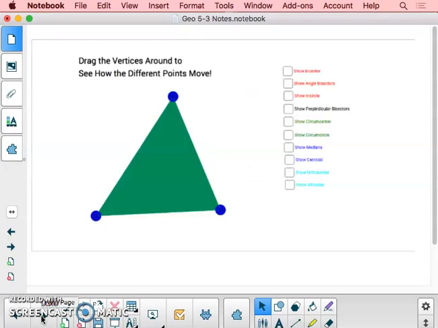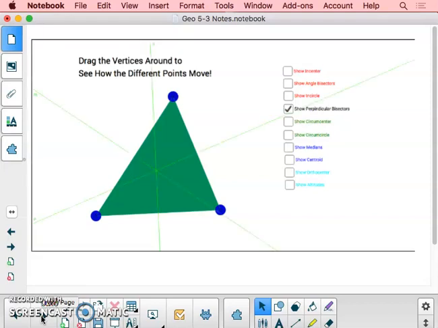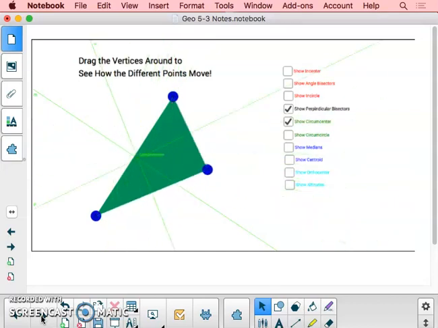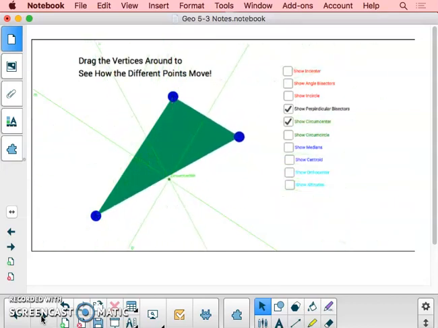Just like the beginning of the last video, if I'm looking at a triangle, what we did before was we drew the perpendicular bisectors, which gave us something called the circumcenter, which can move around a little bit. It can be inside the triangle, it can be on the triangle, or it can be outside the triangle.